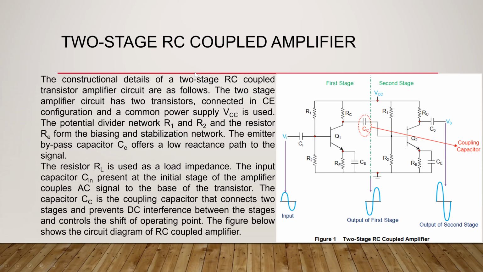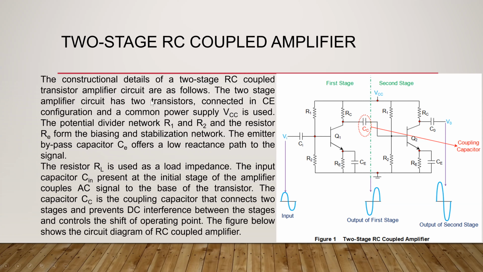Now let us see each and every individual element. The construction of the two-stage amplifier: basically, I'm showing a two-stage amplifier with R and C as the coupling network. Therefore, it is known as a two-stage RC coupled amplifier.